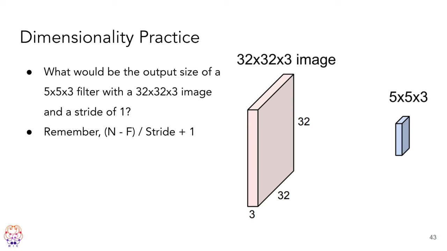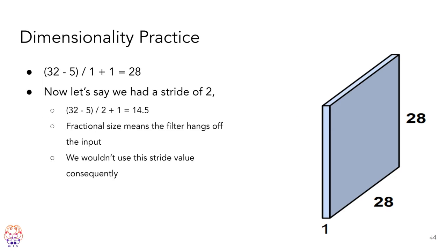So just a little practice. You see we have a 32x32x3 image, and then a 5x5x3 filter. So if you plug these values into the equation, you get 32 minus 5 is 27, divided by 1 is 27, plus 1 is 28. So the result's going to be 28 by 28 by 1. And that was with a stride length of 1, by the way.